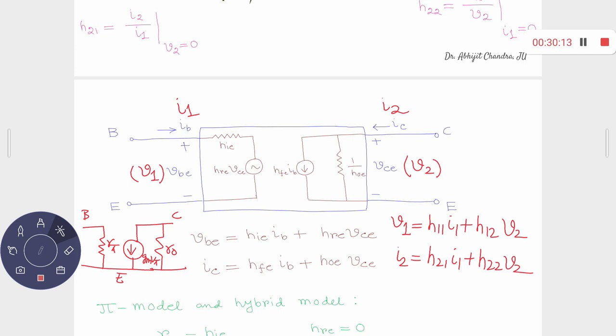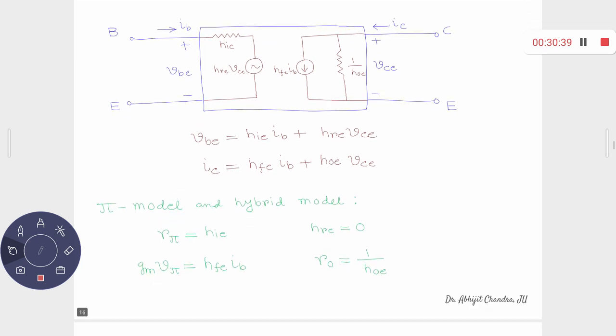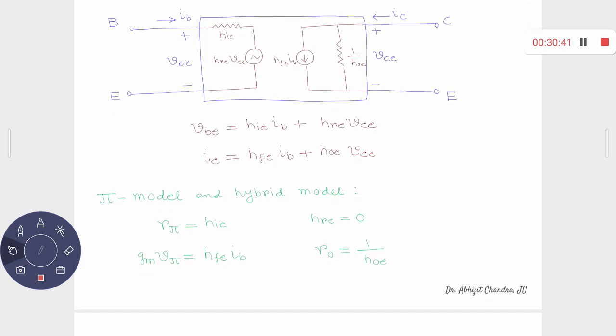And here we have represented it by means of a voltage dependent GM V pi. So ultimately these two are related. GM V pi and HFE IB, they are related. And then your R naught is nothing but 1 upon HOE. So these are the relations between these two different models, the H parameter model and the pi model. R pi is equal to HIE, GM V pi is equal to HFE IB, HRE is equal to 0, or very small, almost 0, and R naught is equal to 1 upon HOE.